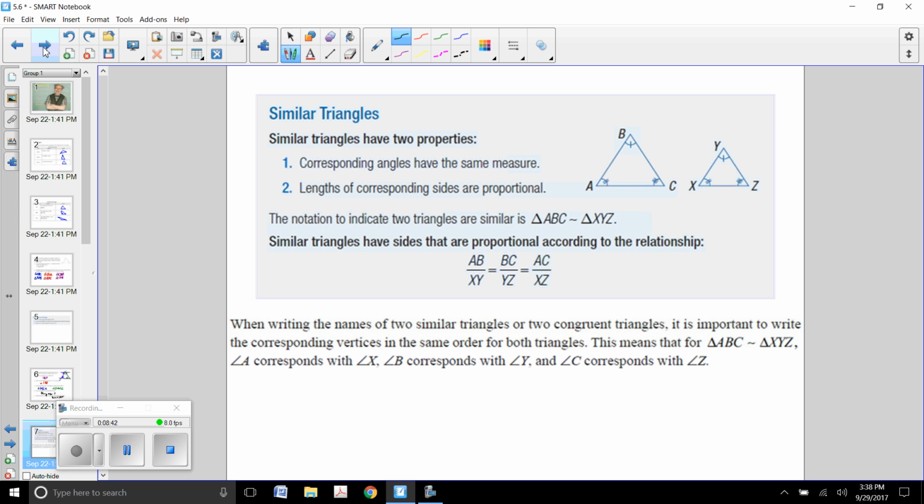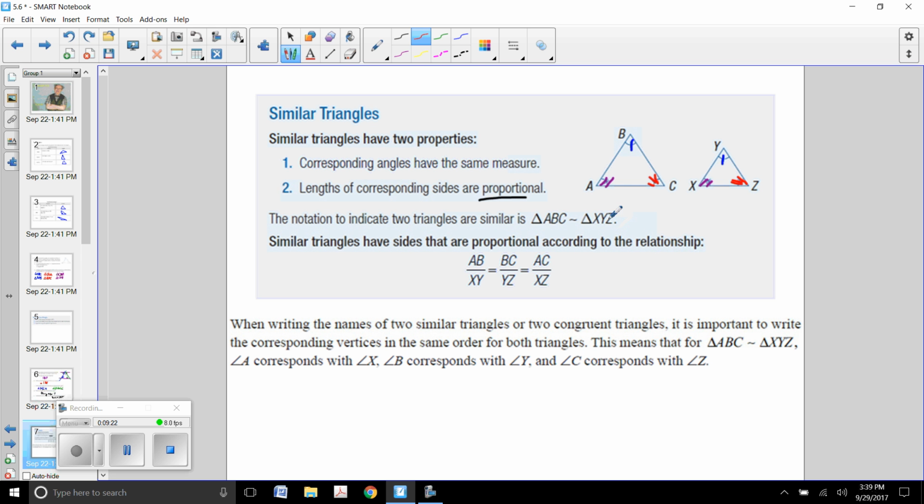Similar triangles have two properties. First, corresponding angles have the same measure, and second, the lengths of the corresponding sides are proportional. And notice they show in the diagram which angles are corresponding. Here, they use 1 mark to show that angle B and angle Y are corresponding angles, and then they use 2 marks for angle A and angle X. And they used 3 marks to show that angle C and angle Z are corresponding angles.